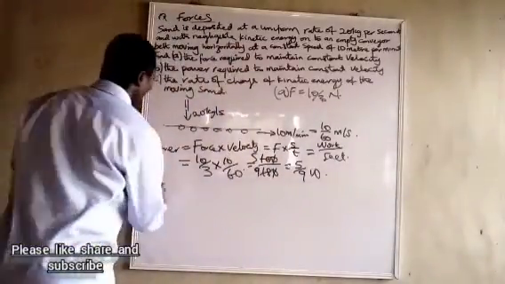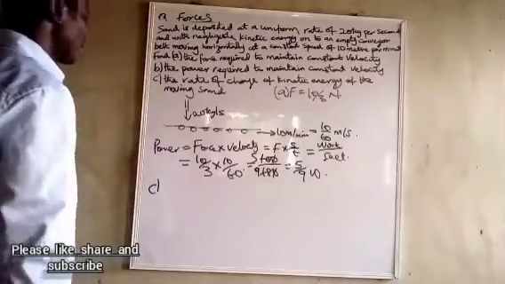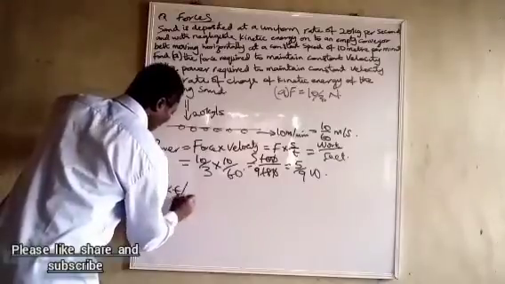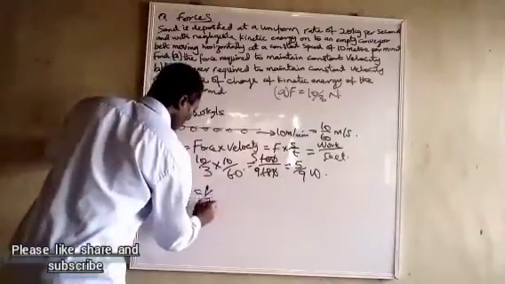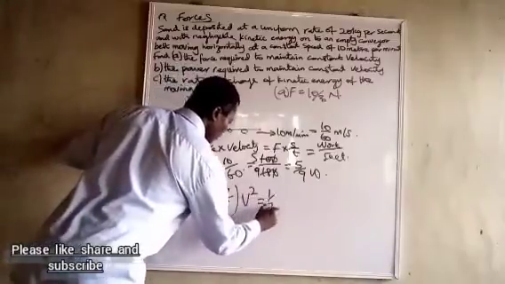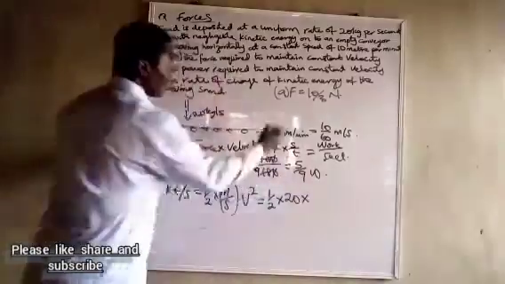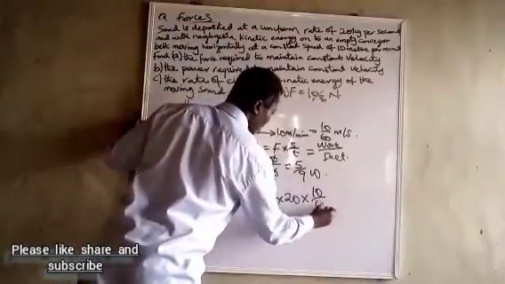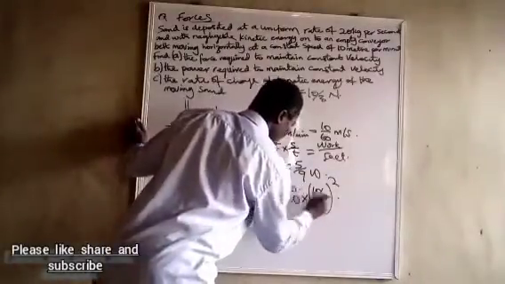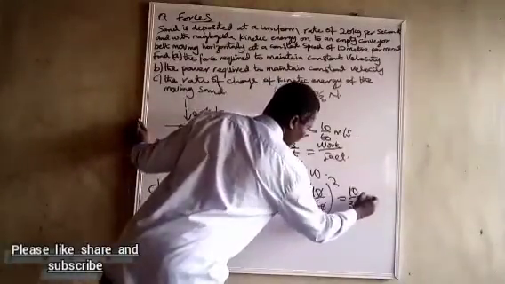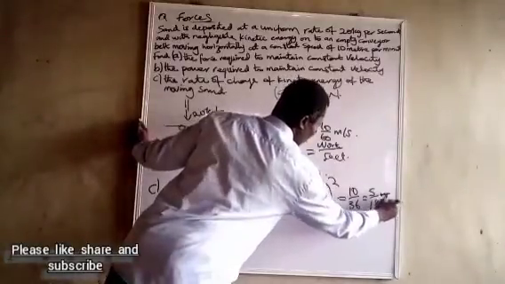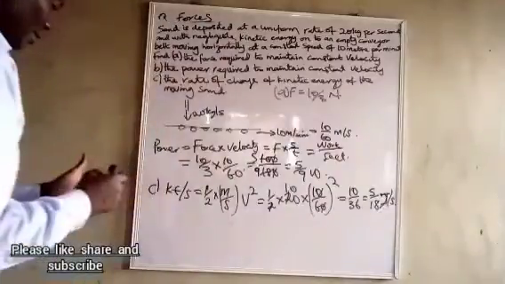So the last part is asking for the rate of change of kinetic energy of the moving sand. So KE per second is going to be half times mass per second times v squared, and that's going to be half times 20 times 10 over 60 squared. So it's going to be 10 over 36, which is 5 over 18 joules per second.